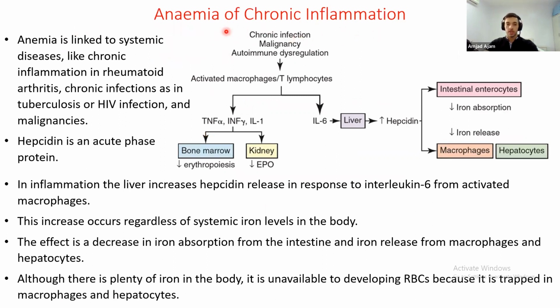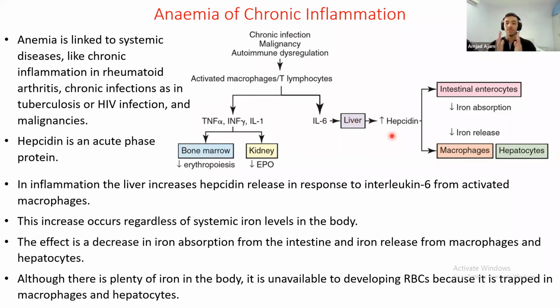Anemia of chronic inflammation. Now, we said in the previous slide also that inflammation produces an inflammatory mediator, or a cytokine, called interleukin-6. So let's say you have a chronic infection. Chronic infection can lead to inflammation; malignancy, the cancer, and autoimmune diseases will cause inflammation. This will activate the leukocytes and the macrophages to release interleukin-6. Now this interleukin-6 will act on the liver to increase hepcidin.